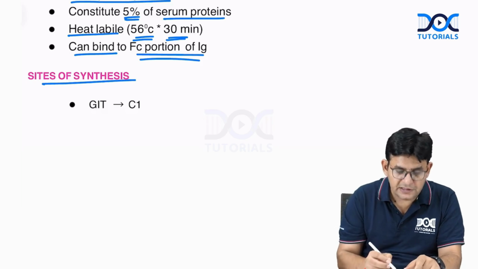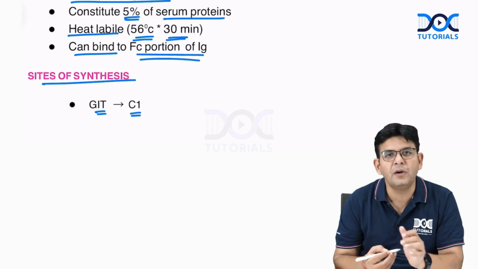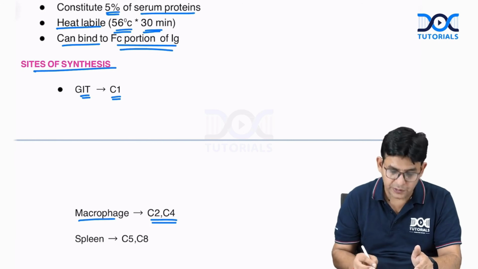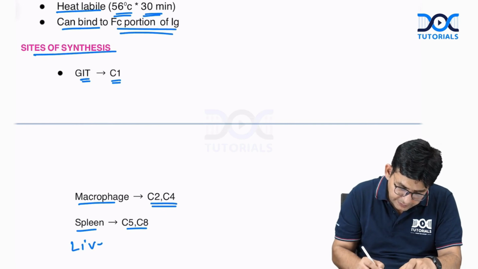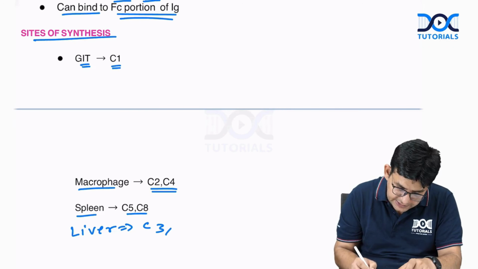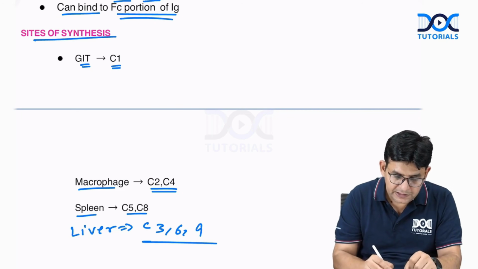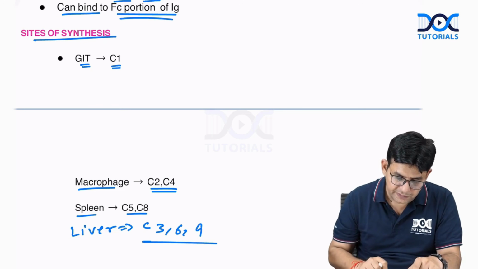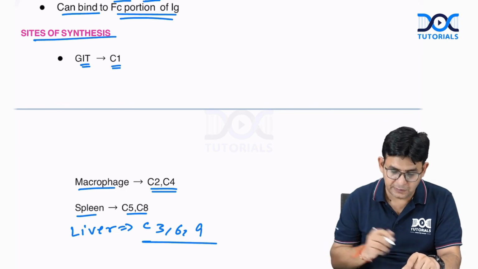What are the sites of synthesis? The site of synthesis is the GIT. Which particular complement is synthesized here? C1. Macrophages: C2 to C4. Spleen: C5 to C8. And for the liver, you remember C3, 6, 9. C369 is liver. And how to remember GIT? C1, that I stands for 1. Macrophages C2 to C4. Spleen C5 to C8. Liver 3, 6, 9, the multiples of 3.